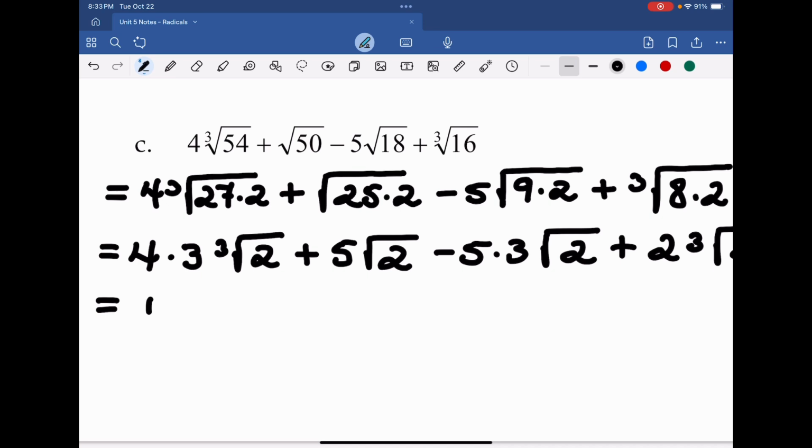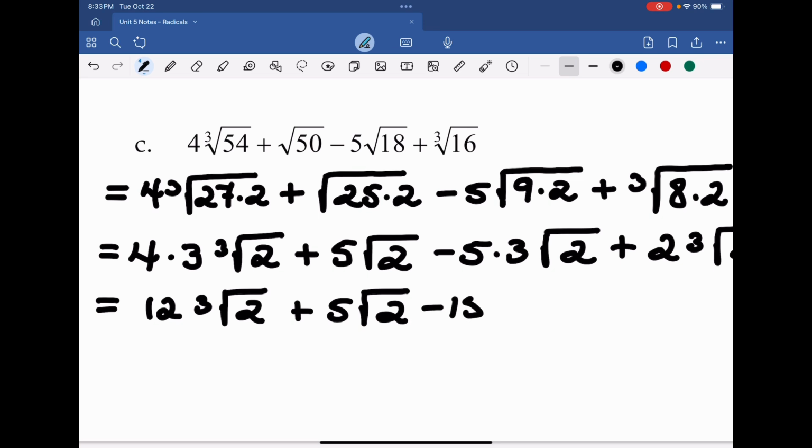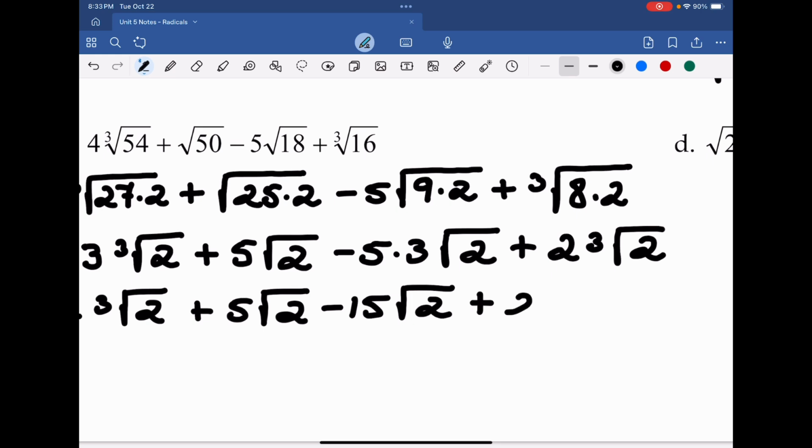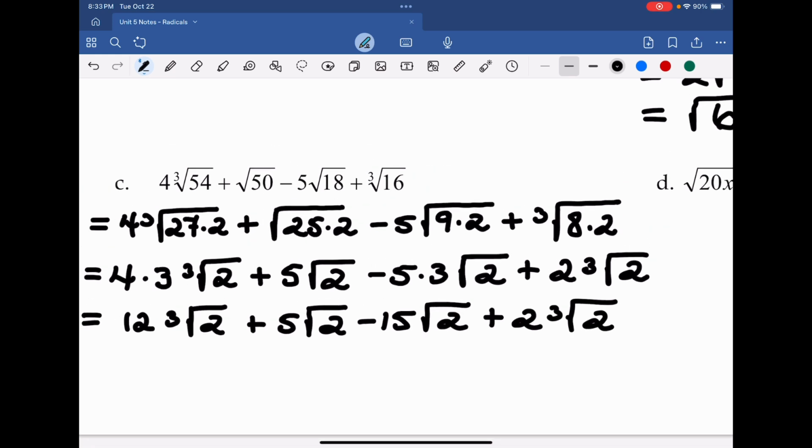We're going to go 4 times 3 is 12 cube root of 2, plus 5 root 2, which there's nothing we can do there. Negative 5 times 3 is negative 15 square root 2. And then lastly, we have plus 2 cube root 2. Now, we want to organize them by what are the like terms.